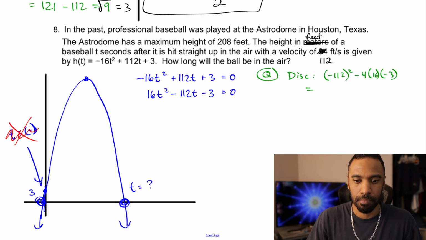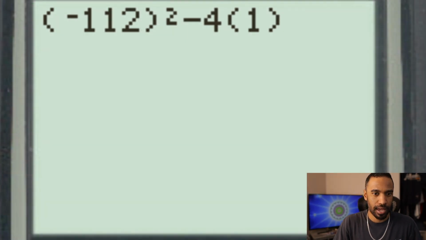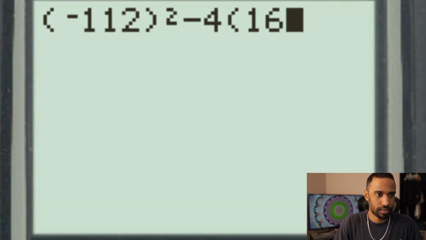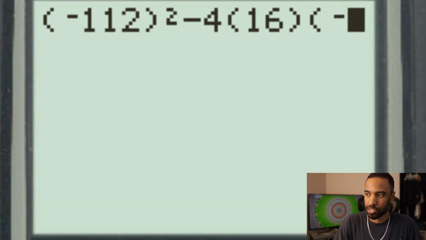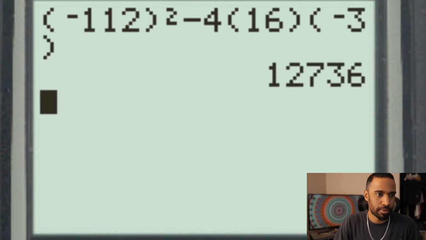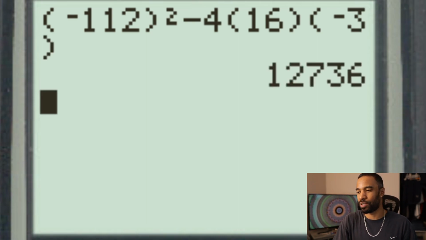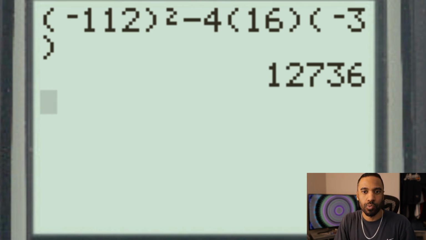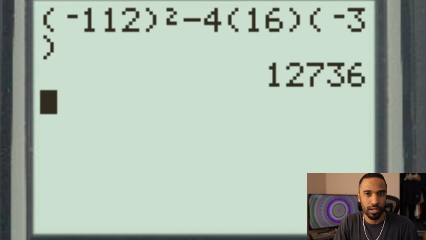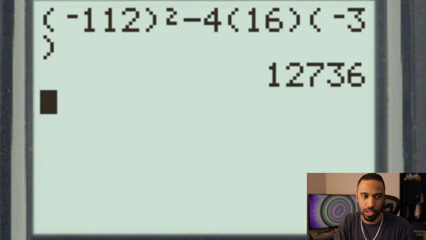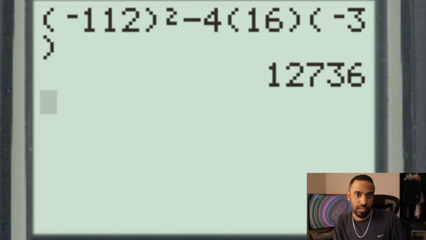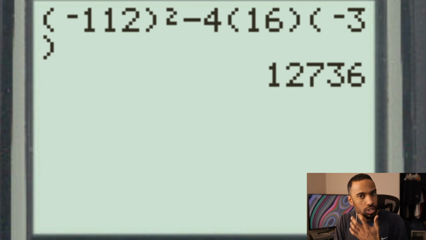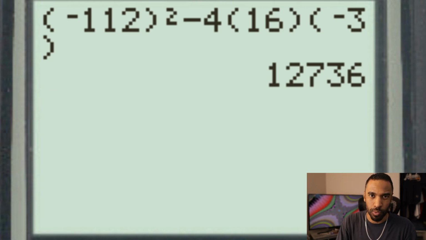So let's go back to that. Minus 4a times 16. C is negative 3. So this is the number 12736. So I'm going to write that as discriminant 12736. And because we're using approximated decimals and such, I'm not going to try and simplify this radical. Maybe you can divide out 36, but I'm not going to. I'm just going to use this number in the square root.